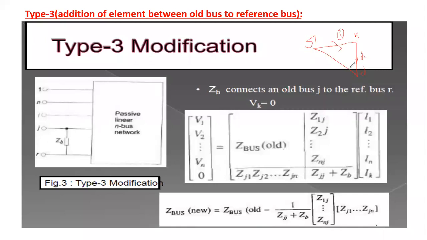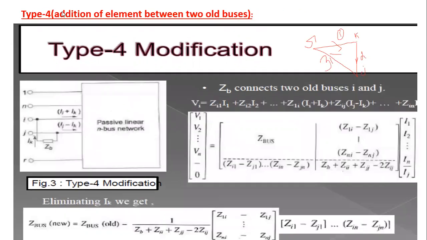Next, coming to the next type 4 modification. Okay, this is the element 3. Next, coming to the type 4 modification. Okay, what is the type 4 addition?